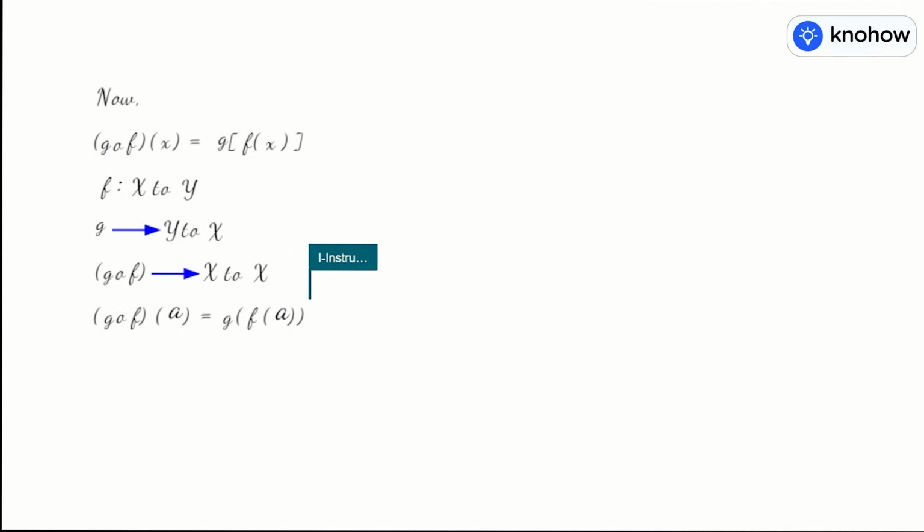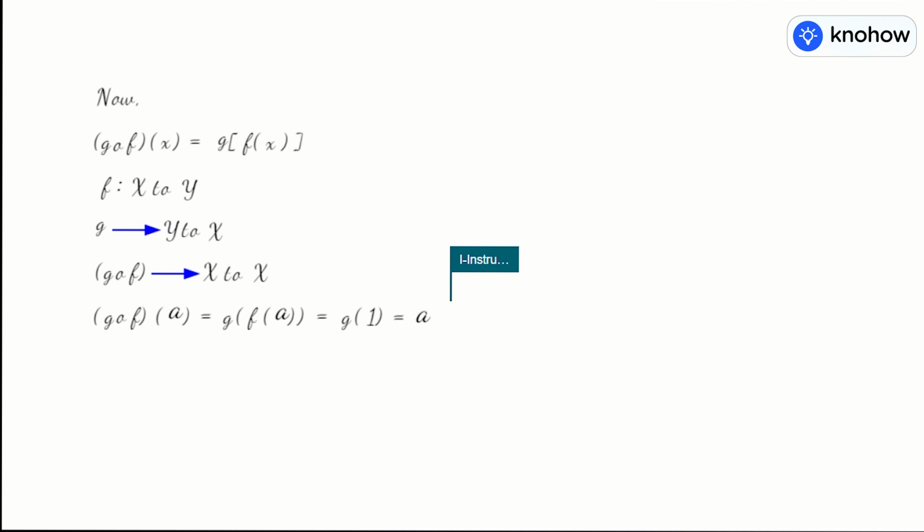G of f means student A lives in which room? Room number 1. And what do you mean by G of 1? That in room number 1, who lives? In room number 1, A lives. That is, G of f image of A is A itself.